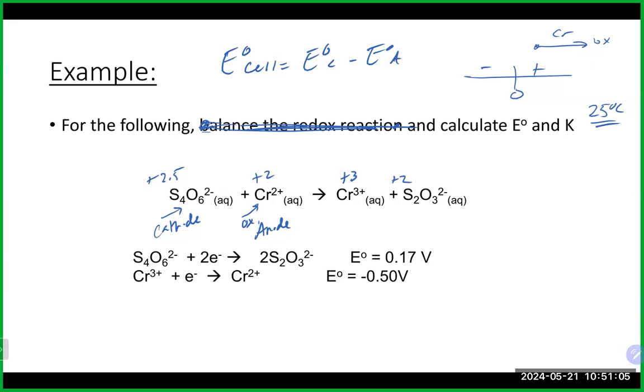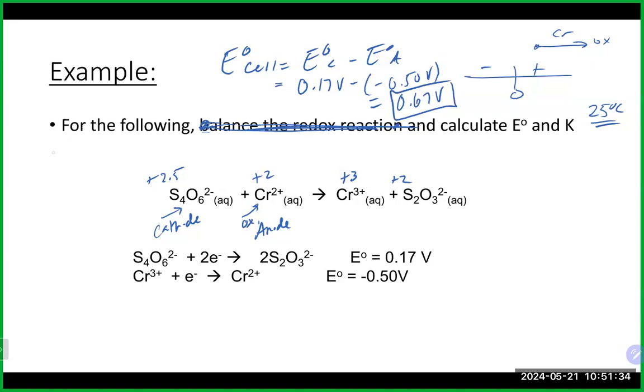So with that being said, we could go right into our E of our cell here. And we just said our cathode is the S4. So we'll go with 0.17 volts minus the minus 0.5 volts. Once again, I'm not going to change the sign because I'm subtracting. 0.17 minus negative 0.5 is going to give us 0.67 volts in this case.